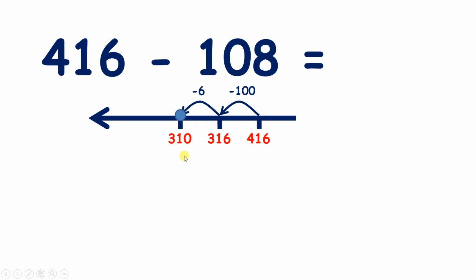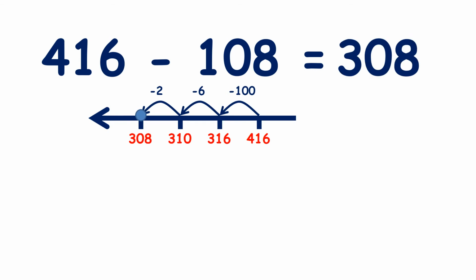So now how many more units do we need to subtract? We want to subtract 8 altogether. So if we subtract 2 more, we get 308. So we subtracted 6, then subtracted 2, so we subtracted 8 altogether. So 416 minus 108 is 308.